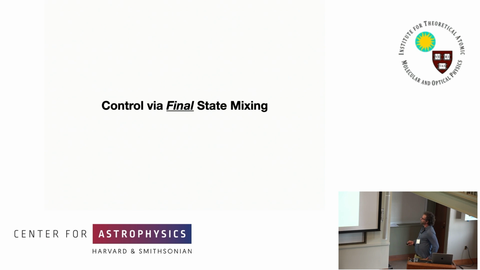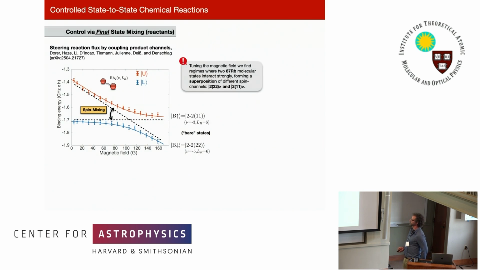The second way in which you can control the final products is by changing the nature of your final state, in this case the molecular states. This is rubidium-87 again. We found a case, for small magnetic fields, where there are these two molecular states, away from this avoided crossing. Those are the quantum numbers, so I'm calling these the bare states.